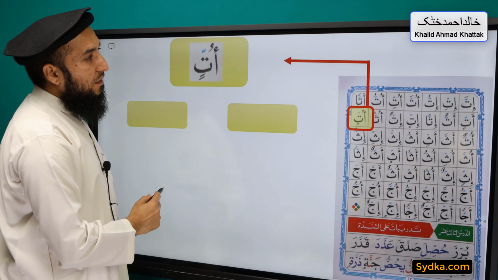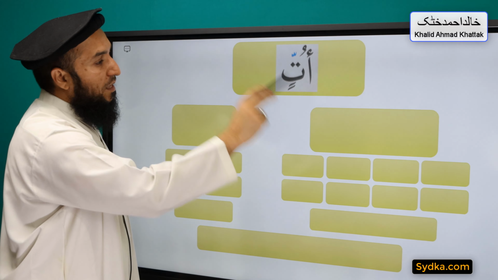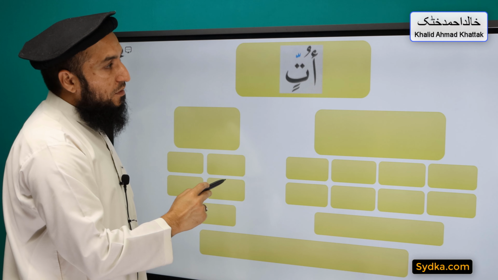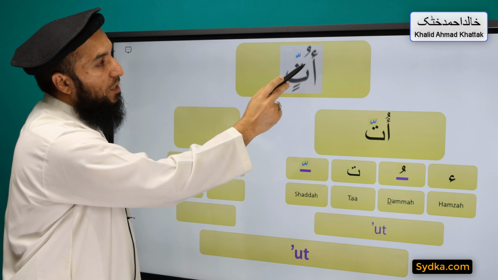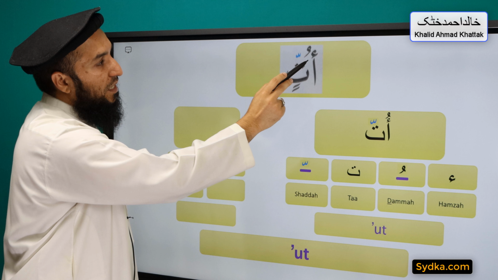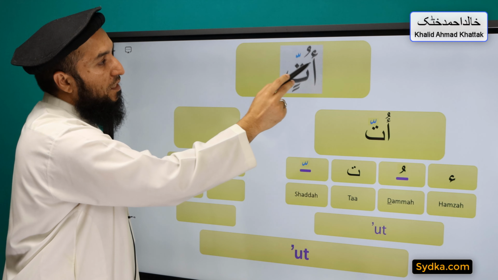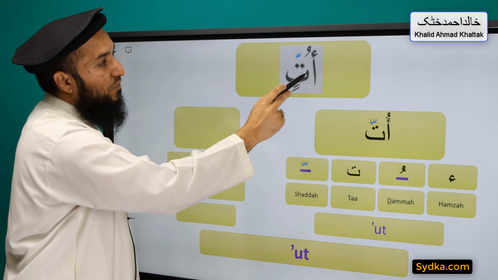The next word we have is Uttin. And it can be divided into two syllables. The first syllable we have is Hamza Dhamma Ta Shadda, Ut. Hamza is a light letter. It has Dhamma on top of it. It is followed by Ta. Ta has a Shadda. This alif is silent and it is used as a chair for Hamza.